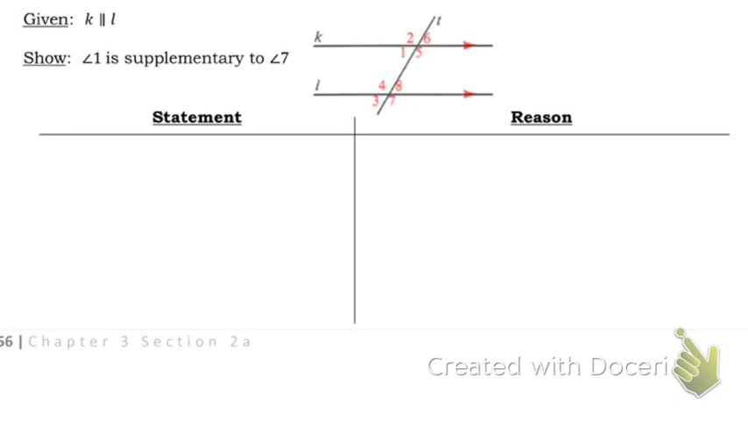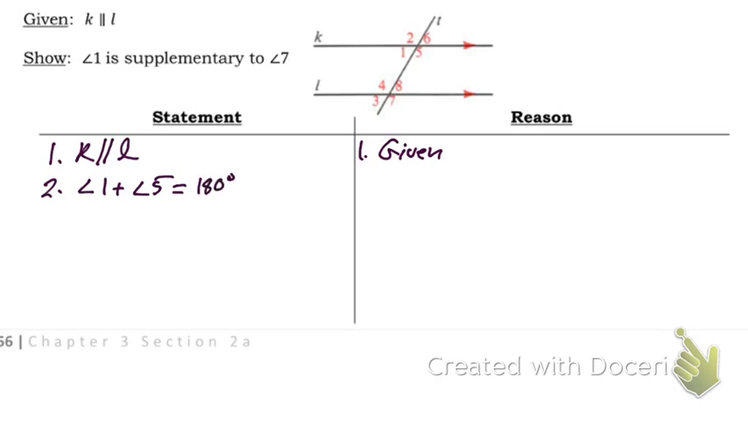So I have step 1. K is parallel to L. And that is my given. Supplementary means they add to 180, right? So I need to effectively use 1 or 7 to create something that's supplementary to something else. Davion? 1 and 5 or something. We could do 1 and 5 are supplementary. Perfect. So instead of saying they're supplementary, I'm just going to go angle 1 plus angle 5 equals 180 degrees. And that is going to be theorem 1.